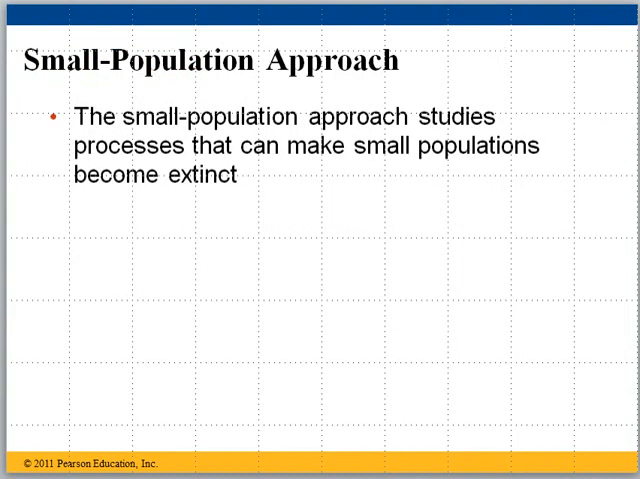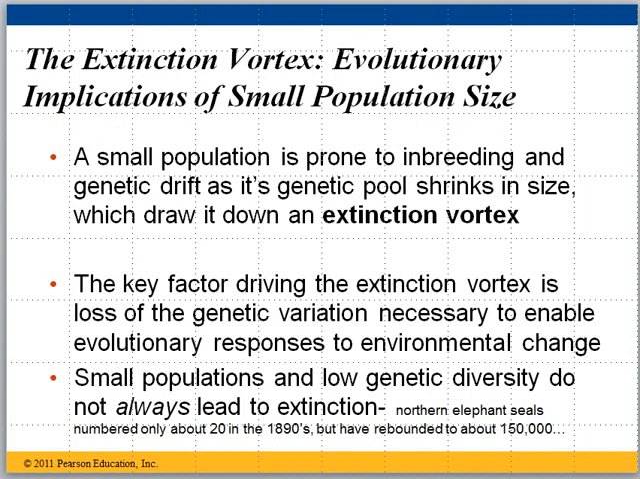The small population approach focuses on small populations and the various processes that make them become extinct. So it focuses on a population that is already in a danger area because it's so small, and it focuses on the factors that may lead to the extinction of that species. Conservation biologists call this the extinction vortex. A small population is prone to inbreeding because there's just not that many members to choose from, and genetic drift as its genetic pool shrinks in size, and this leads to what they call an extinction vortex.